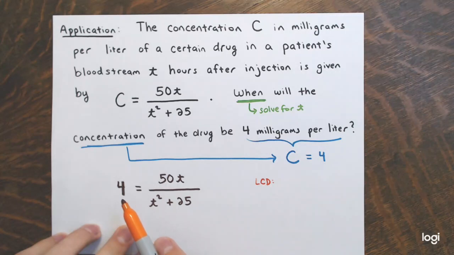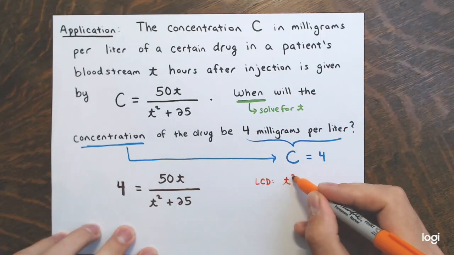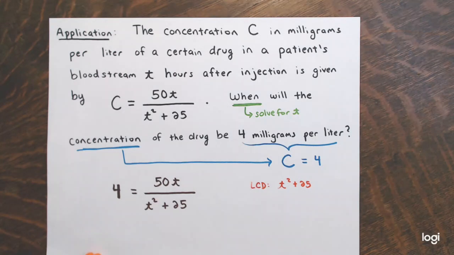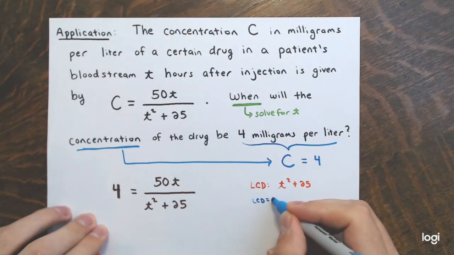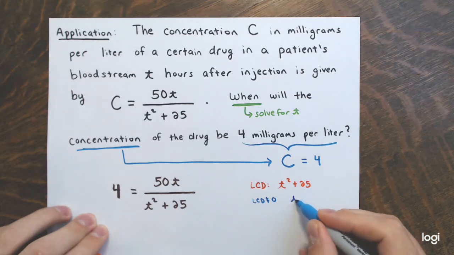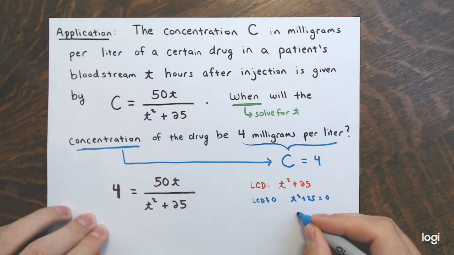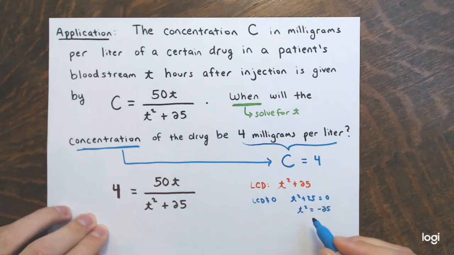Yes, you could always throw 4 over 1 and say that it has a denominator of 1, but the LCD is the only denominator here. All right. And remember, as I've been saying, we don't want the LCD to be equal to 0. Right? So when is t squared plus 25 equal to 0? Well, that's going to be equal to 0 when t squared is equal to negative 25.